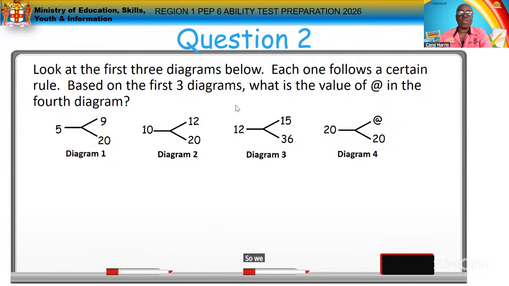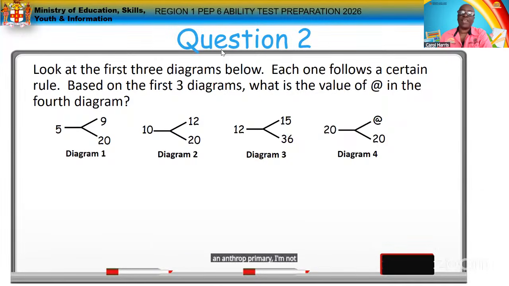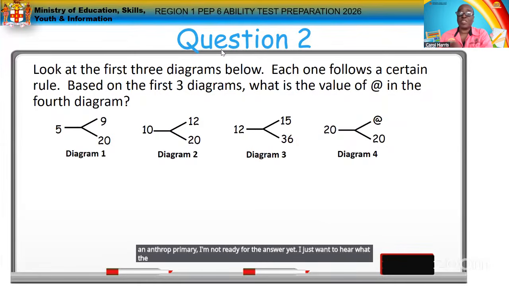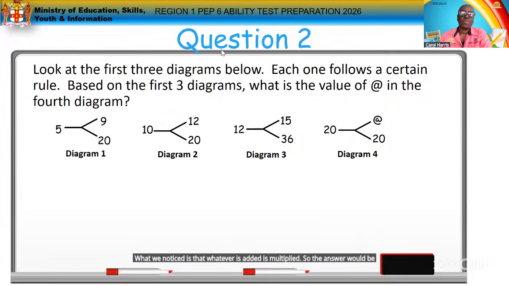So we have some hands up. Go ahead, St. Andrew Primary. What are your thoughts? Let me hear what you're seeing on that. St. Andrew Primary, I'm not ready for the answer yet. I just want to hear what the rule or the pattern is first, please. Can you explain to me what you noticed, St. Andrew Primary? What we noticed is that whatever is added is multiplied. So the answer would be 21.